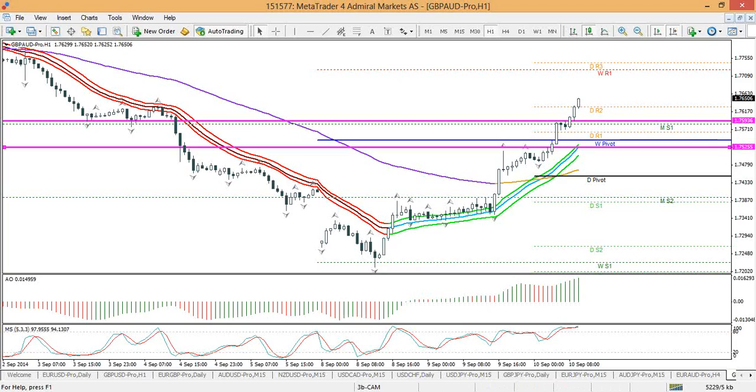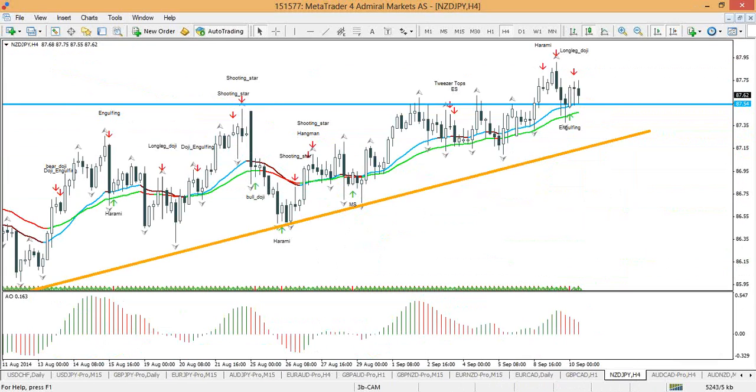Oh, sorry, I had a question actually about New Zealand yen. Sorry, Judy. Let's take a look at New Zealand yen. If you have questions, by the way, by all means, please feel free to ask me, and we'll take a look at that. So, New Zealand yen, let's see, daily chart.